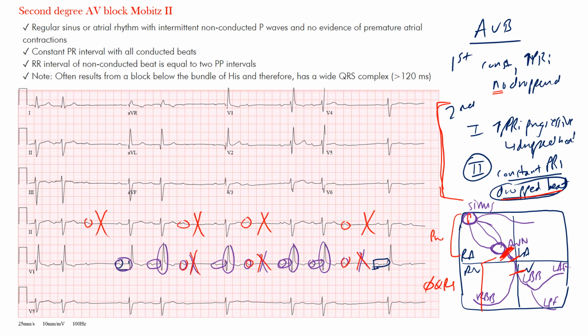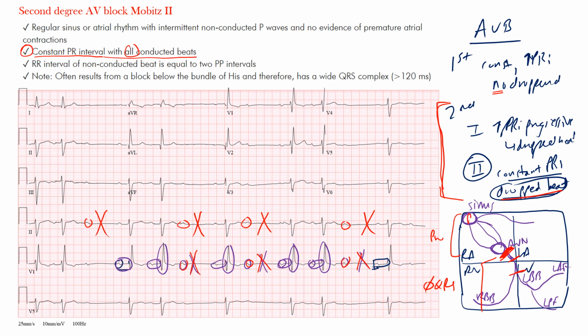Now, the clinical significance, well, these patients actually are at risk of hemodynamic compromise. Unlike what we saw with Mobitz type 1, less often, these patients are at a greater risk. They're at risk of severe bradycardia and progressing to complete AV block, and that's why these patients often get a pacemaker placed. So the main thing you want to notice here is this point: constant PR interval with all the conducted beats.